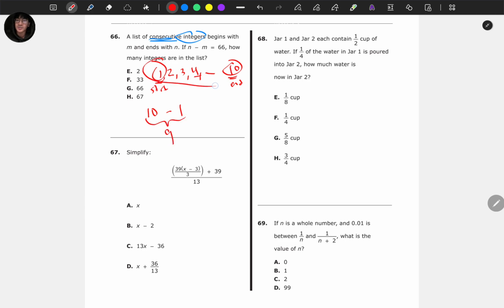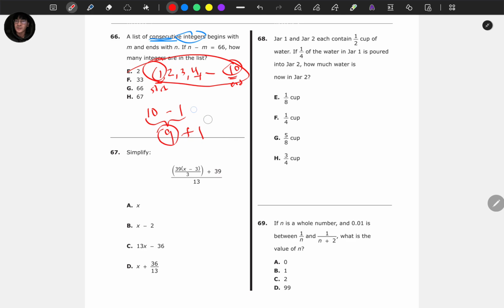But how many numbers are here? There's 10. So that means that it looks like I can add one more to this, and that gives me 10, right? If it's a little confusing, try it with any numbers, like from 10 to 15, and see if this works. It's going to work, okay? But basically the formula is end minus start plus 1, okay?